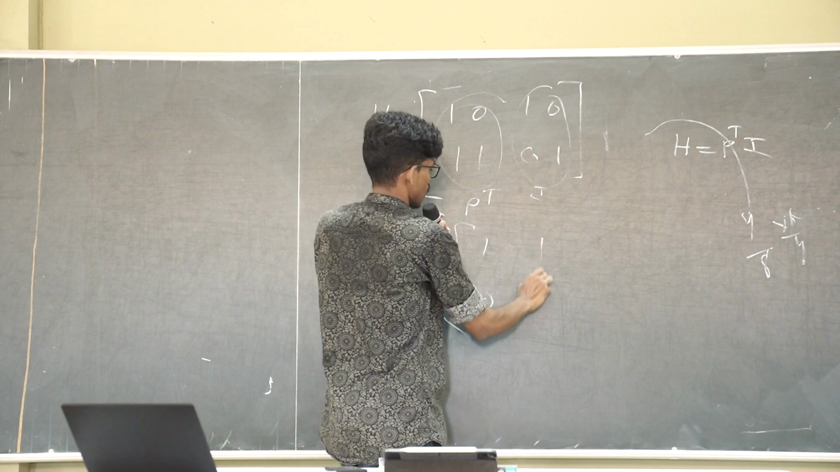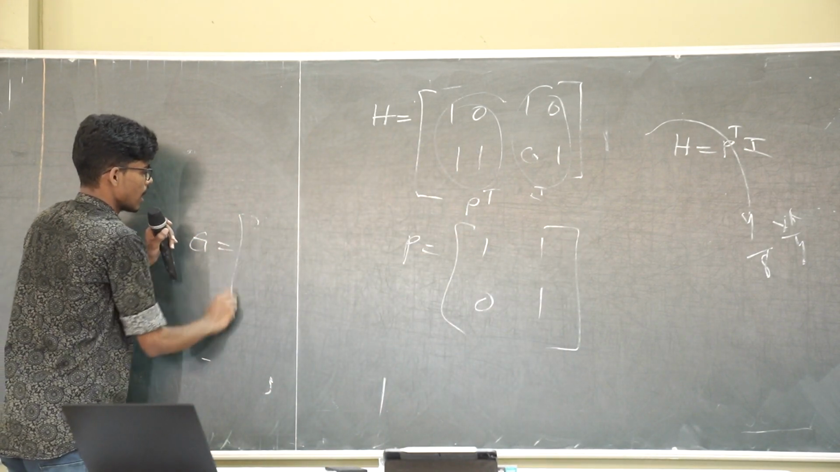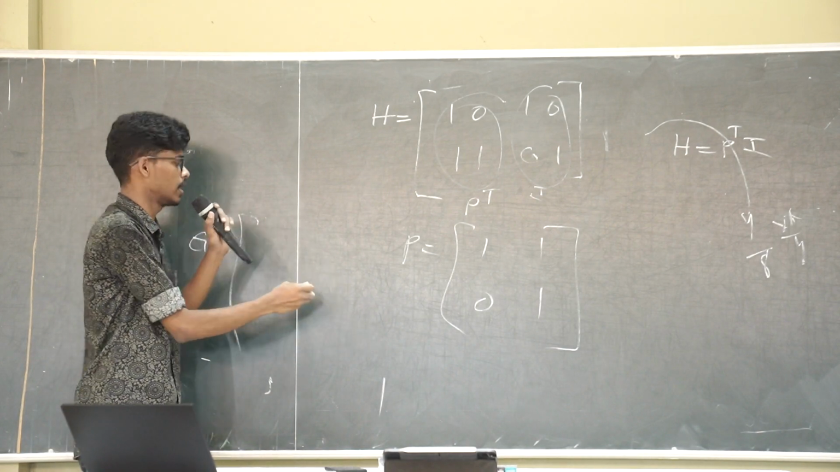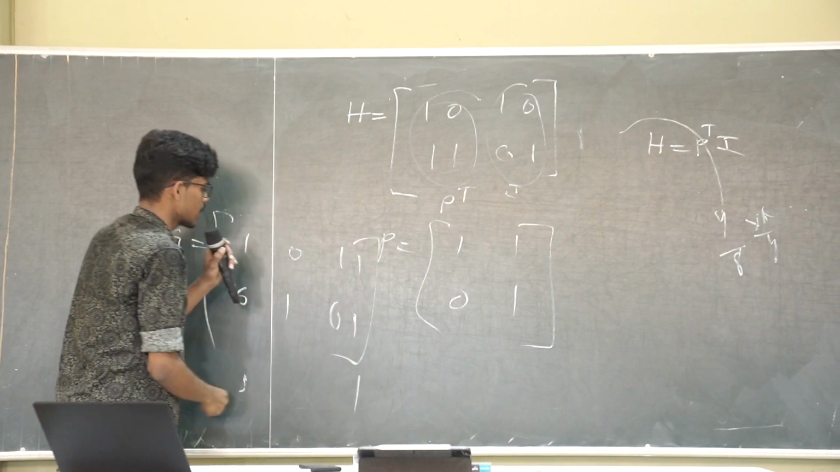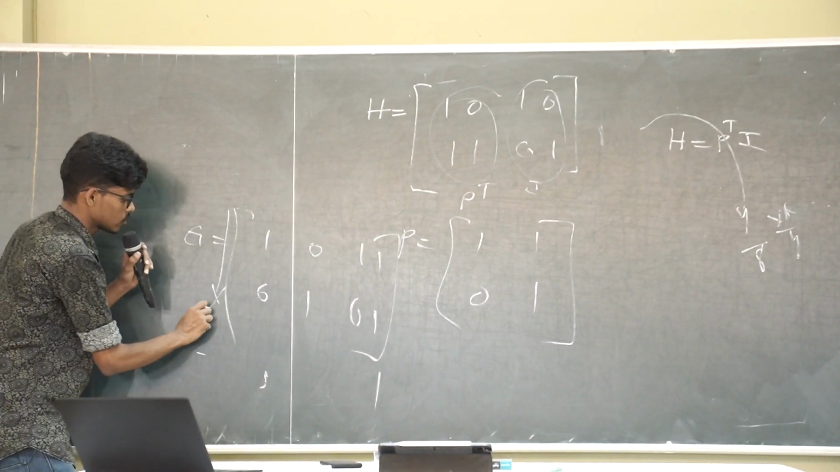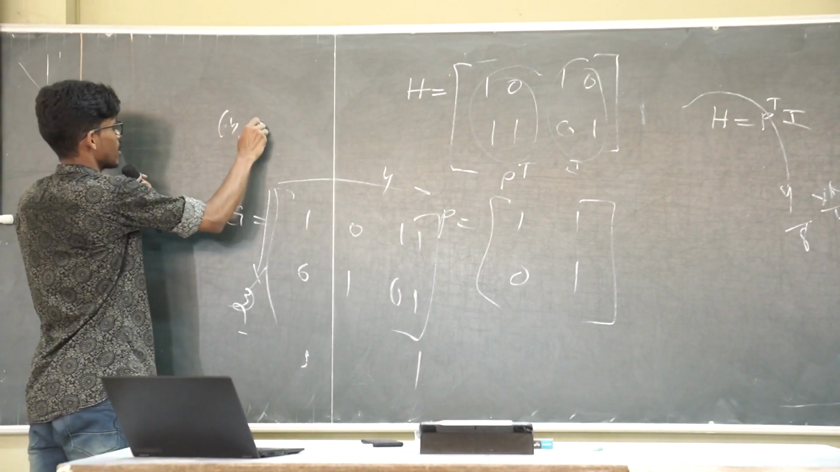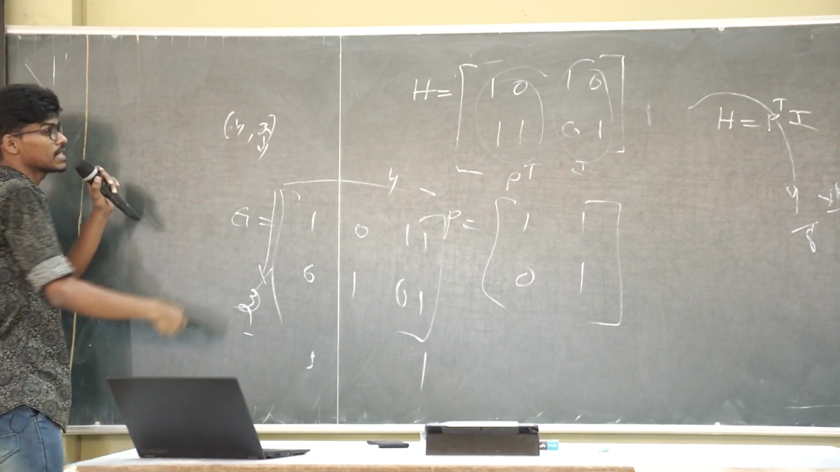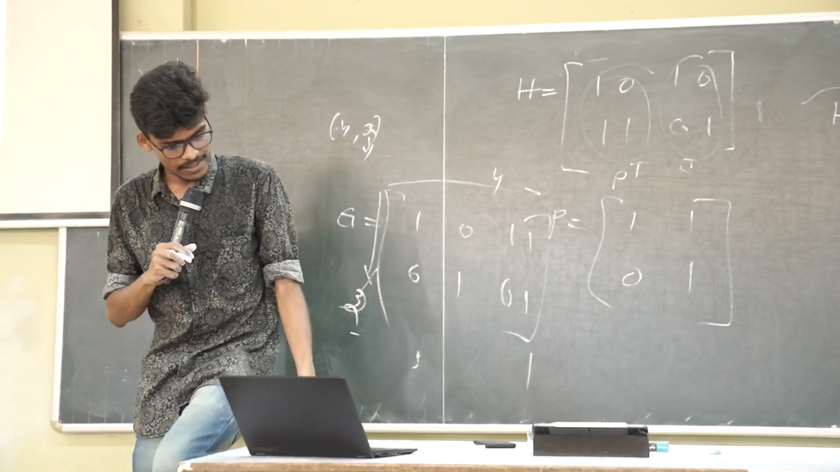1 0 1 1. So for the generator matrix, now either I at the start or I at the beginning. So 1 0 0 1 1 1 0 1. This is the generator matrix. How many rows? 2 rows. How many columns? 4. So it is a (4, 2) code. How many possibilities at the input? How many code words? 4. That's it.